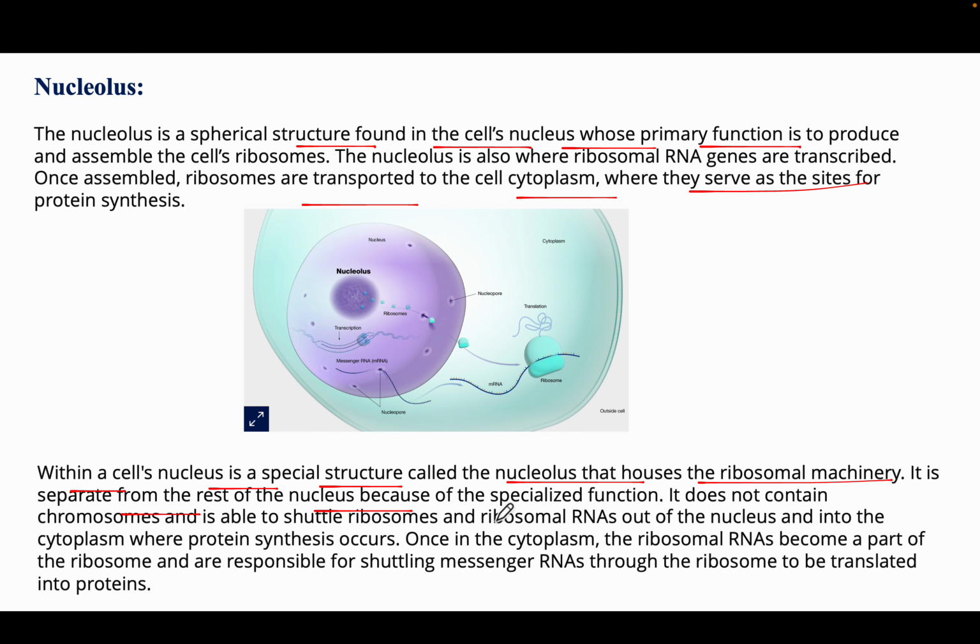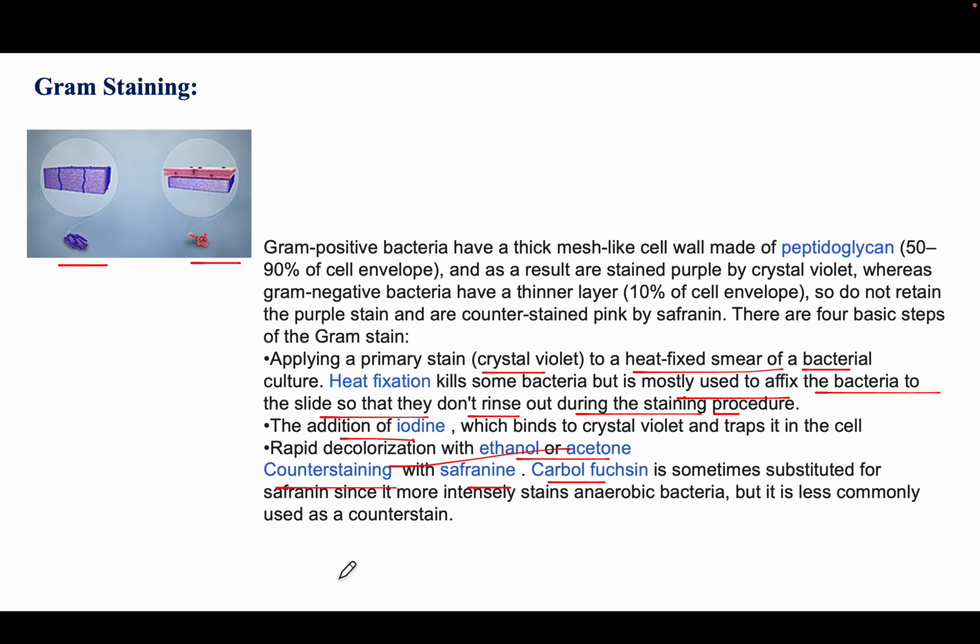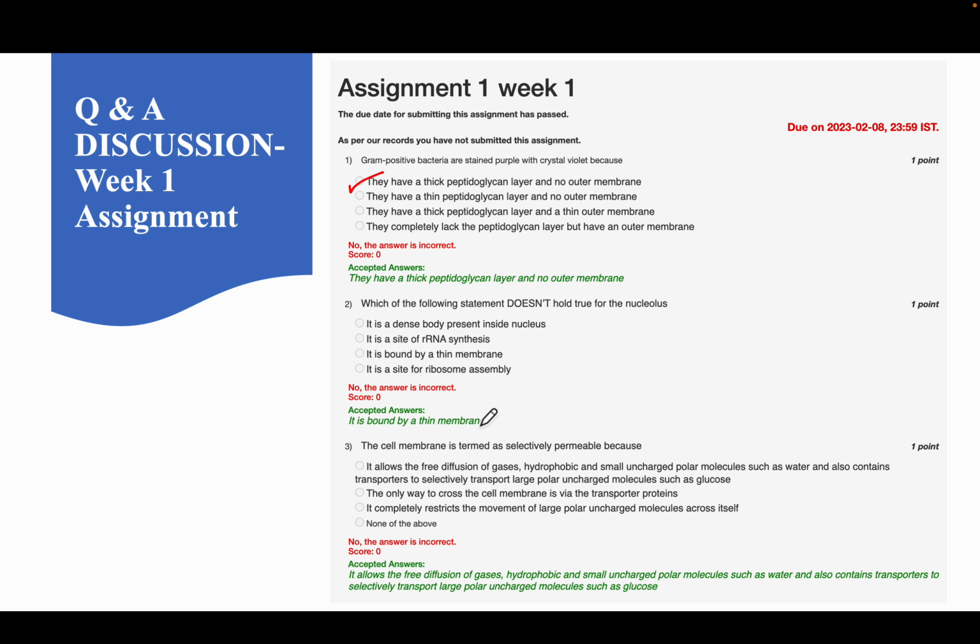Okay, so it does not contain any chromosomes and is able to shuttle ribosomes and ribosomal RNA out of the nucleus and into the cytoplasm. Okay, so then we will come back to the question. It stated, which of the following does not hold true?